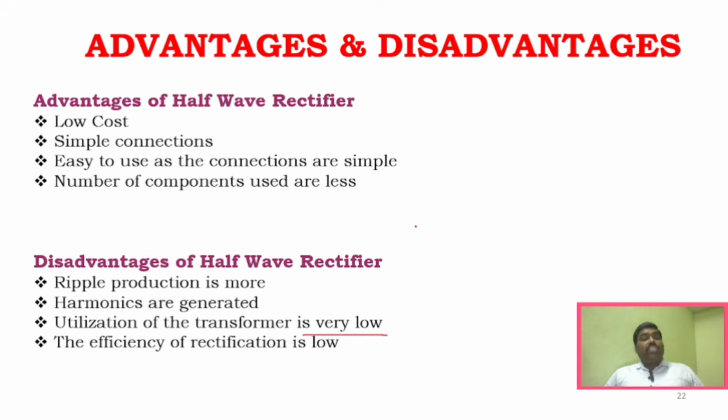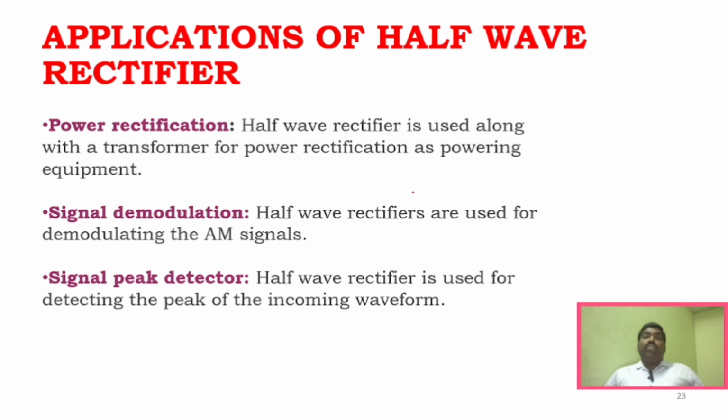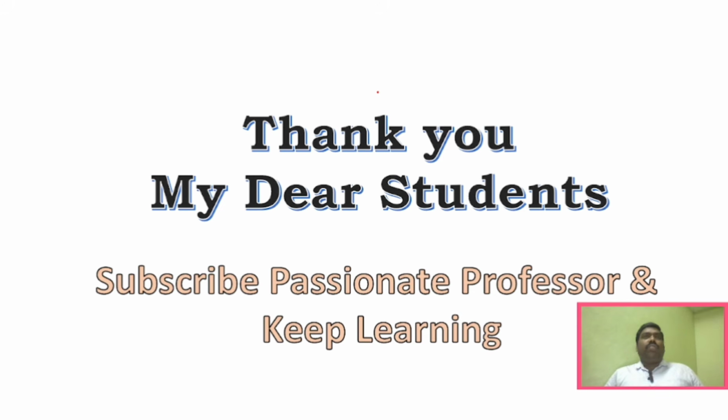Coming to the applications of the half-wave rectifier, it can be used as a power rectifier, along with the transformer for power rectifying in powering equipment, and for signal demodulation. It can be used in demodulating AM signals, and it can be used as a signal peak detector, to detect the peak of the incoming waveform. These are the very important applications of the half-wave rectifier. So today we have seen the working of the half-wave rectifier, and we have seen its advantages and disadvantages.